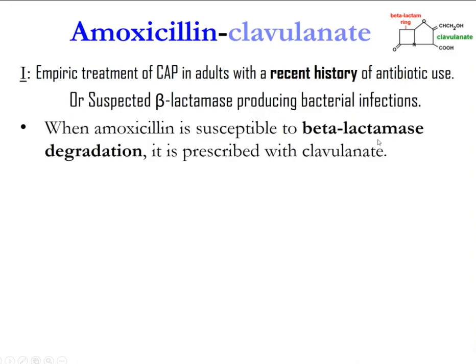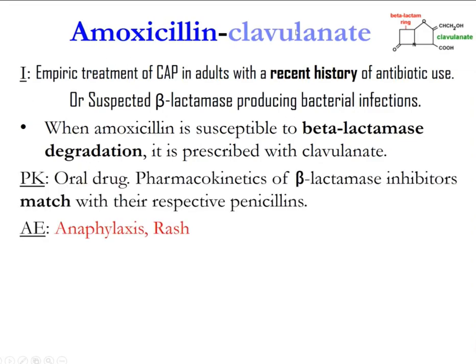So you should have a reason why you add. When amoxicillin is susceptible to beta-lactamase, if you are suspecting it is degrading, that means amoxicillin will not be effective. That means you are going to add the clavulanate. It is an oral drug. Clavulanate pharmacokinetics are similar to amoxicillin pharmacokinetics. That's why the drug company added them together and sends it to you.